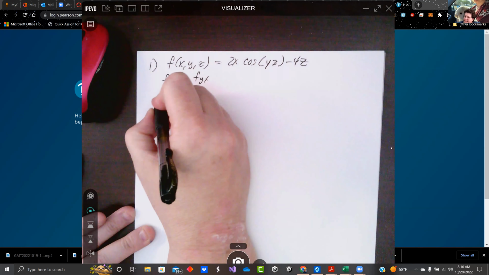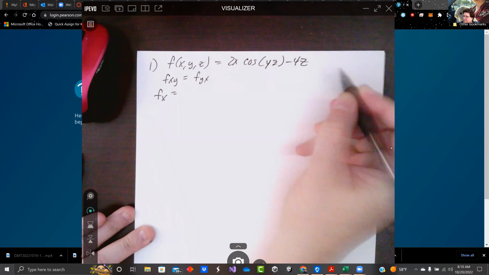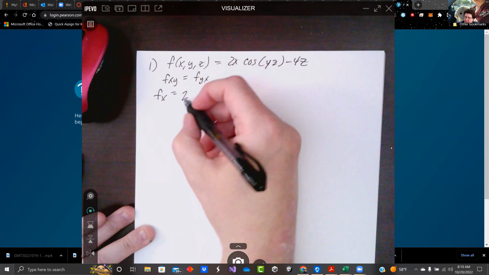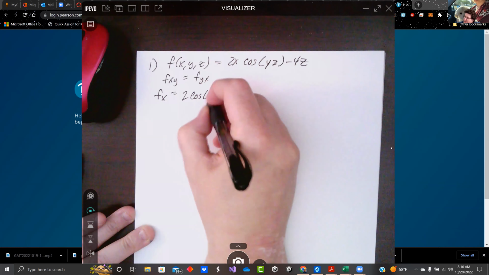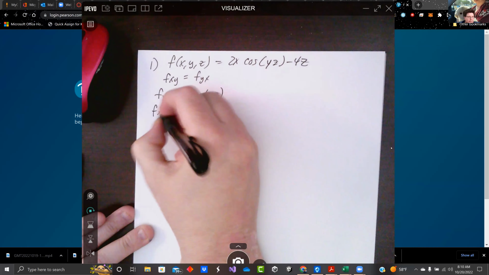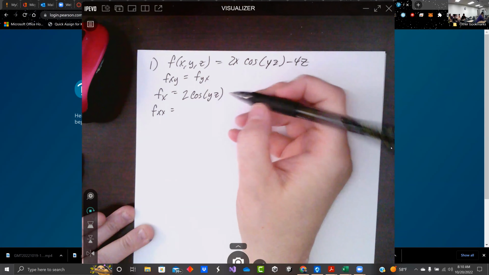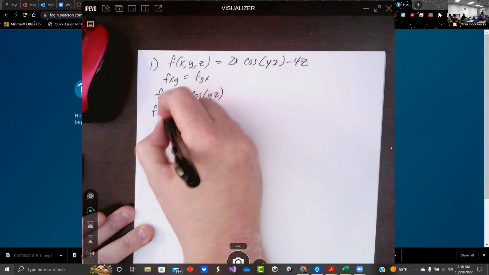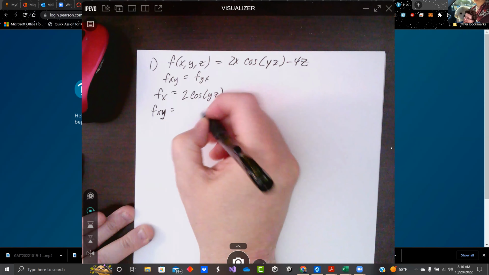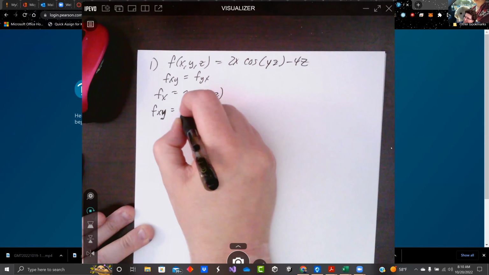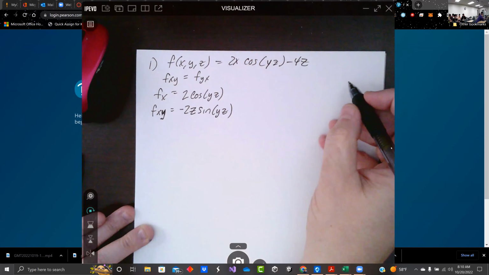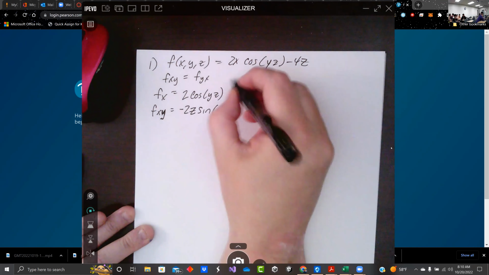So f of x is 2 cosine yz. Fxy is, we're going to have the negative sign, and we're pulling out a z, so negative 2z sine of yz. So this is what we're trying to show.